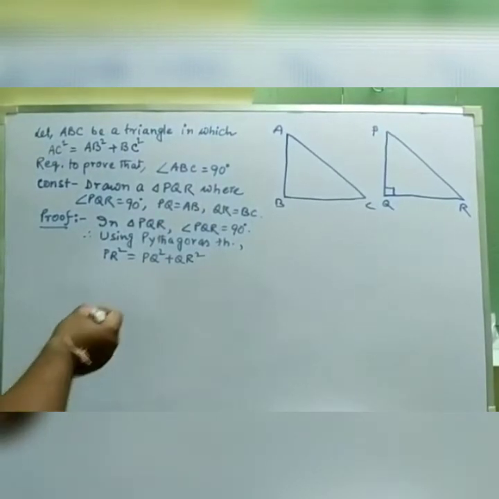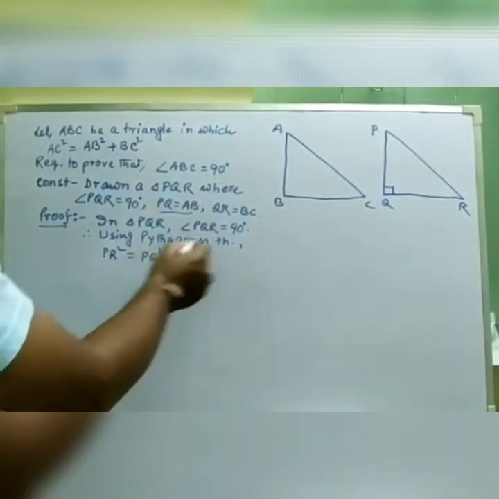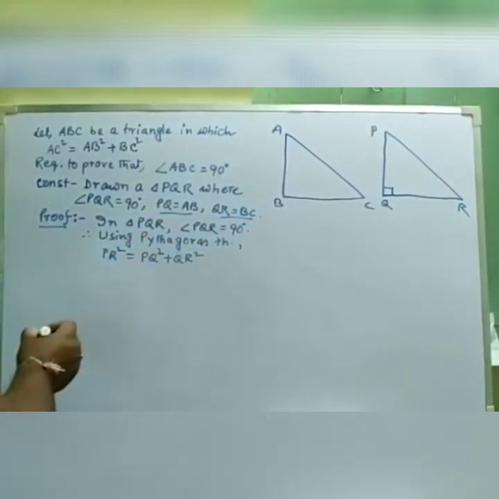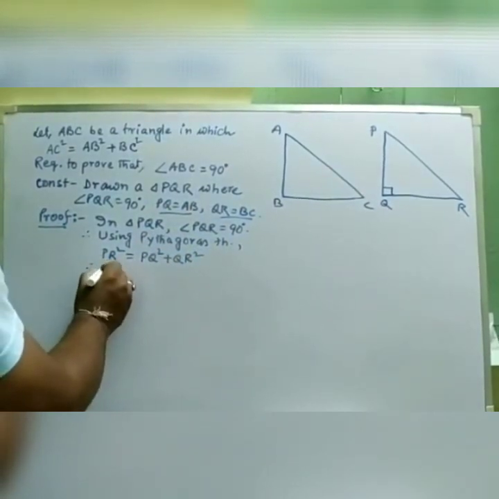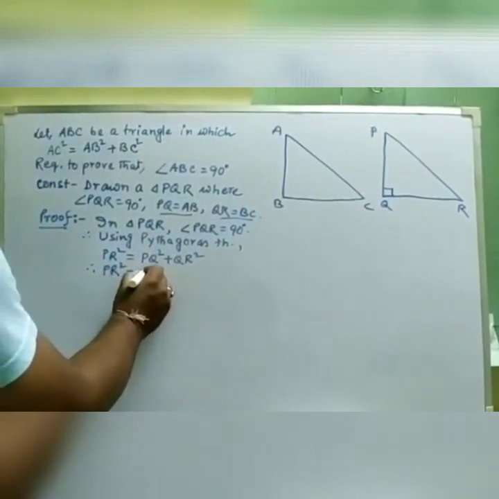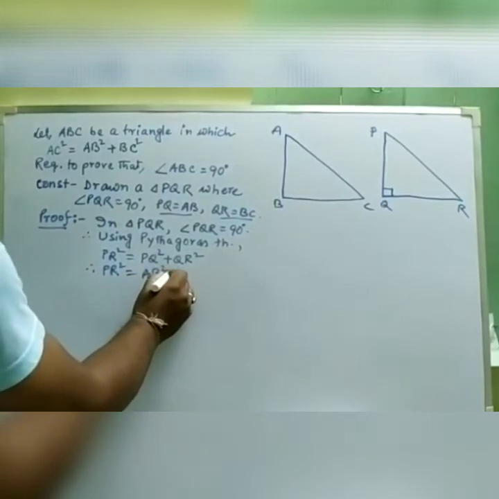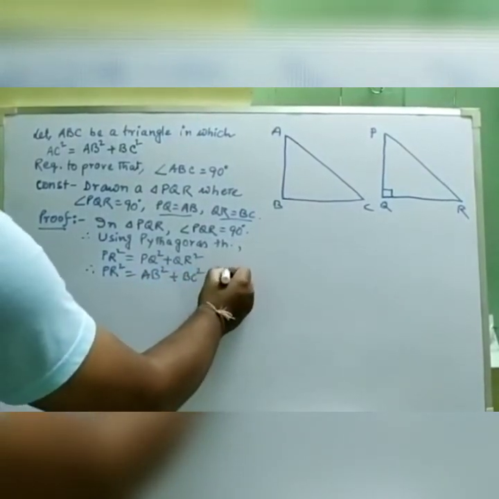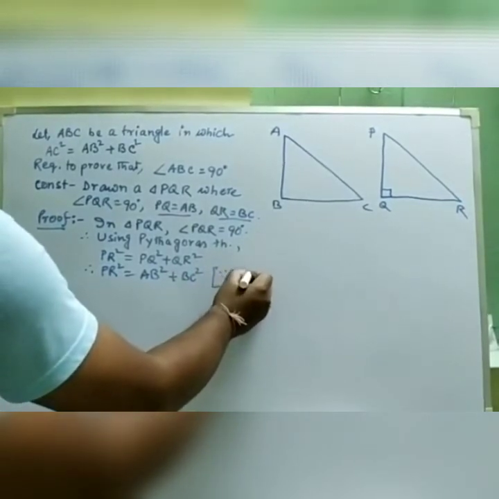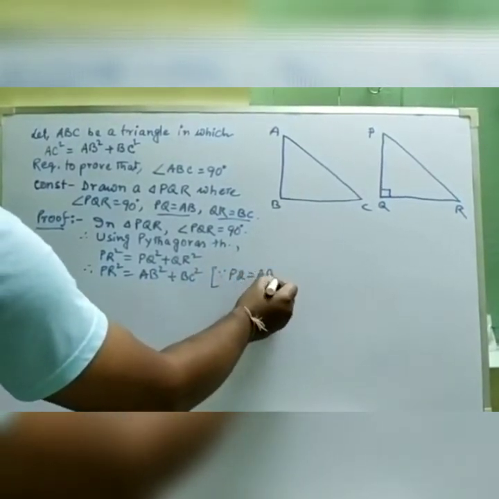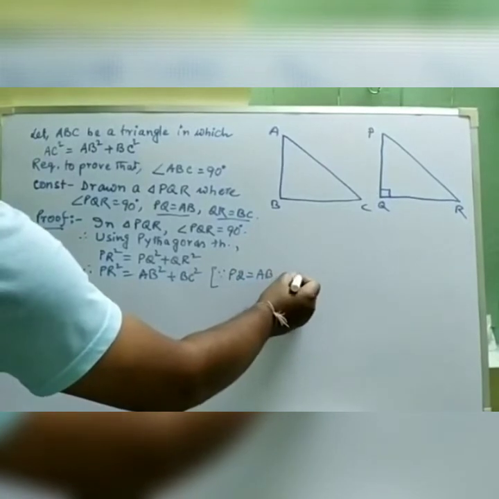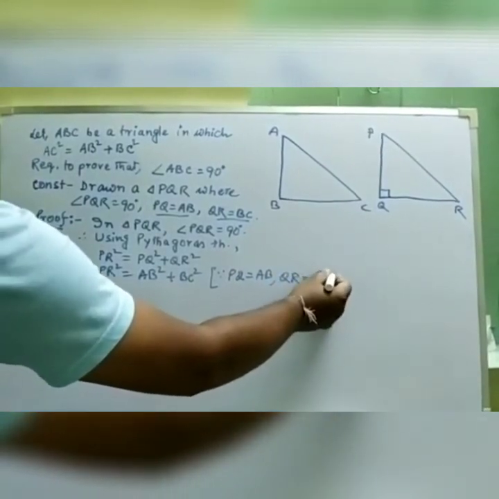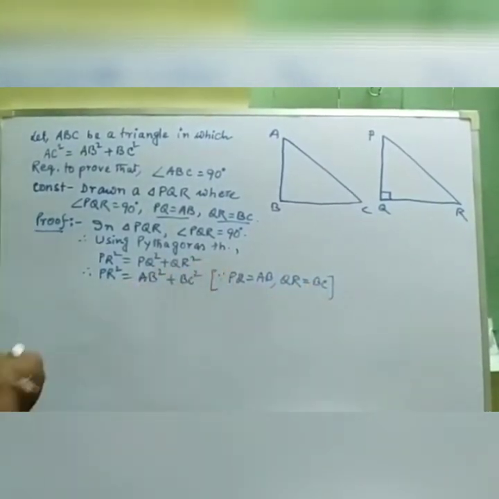Now you can see in the construction PQ is AB and QR is BC. That will be replaced here. So it will become PR square equals AB square plus BC square. Why? That you need to write, since PQ equals AB and QR equals BC. So that's why you have replaced PQ and QR by AB and BC.